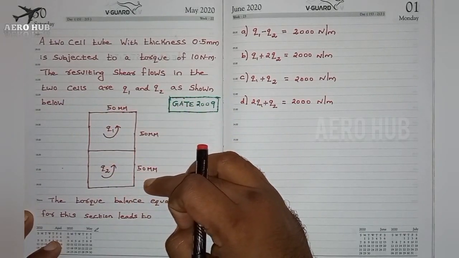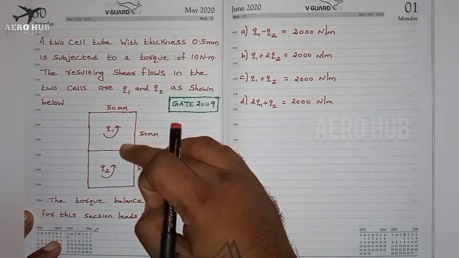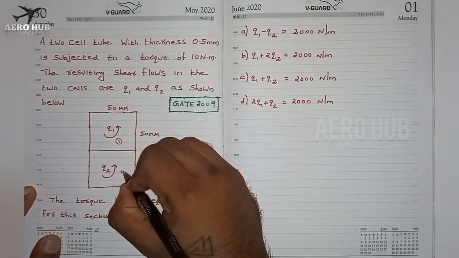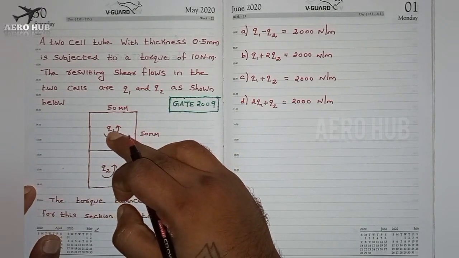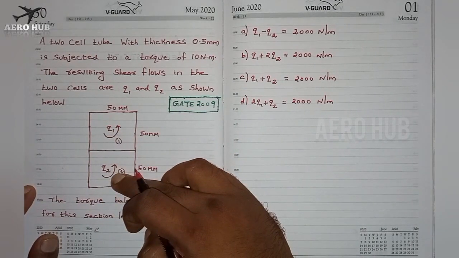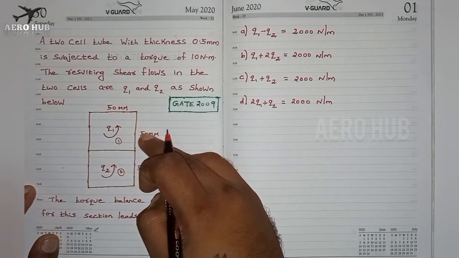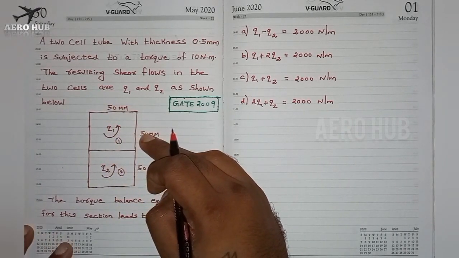We have a rectangular structure which is divided into two cells. This is cell number 1 and this is cell number 2, and cell number 1 is having a shear flow of Q1 and cell number 2 is having a shear flow of Q2, and the dimensions are 50 mm into 50 mm, that is a dimension of a square.